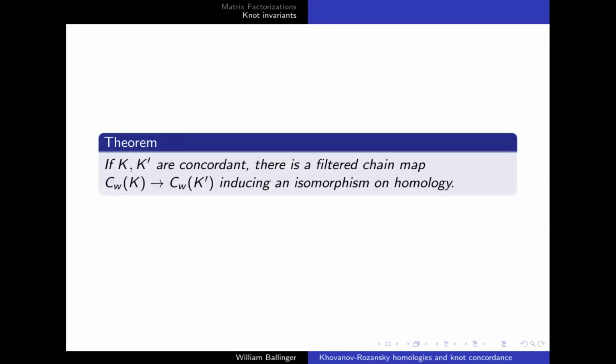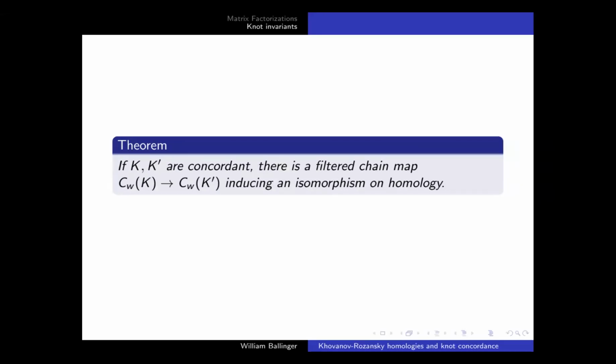Okay, and then the key fact here is that if you have any concordance between knots, we have a filtered chain map between these complexes that induces an isomorphism on their overall homology group, right? When I say homology, I mean you just forget about the filtration entirely, you have a chain complex, take homology of that. And this is always going to be something that doesn't depend on the knot. I should say this is much, much weaker than being, say, a filtered homotopy equivalence.